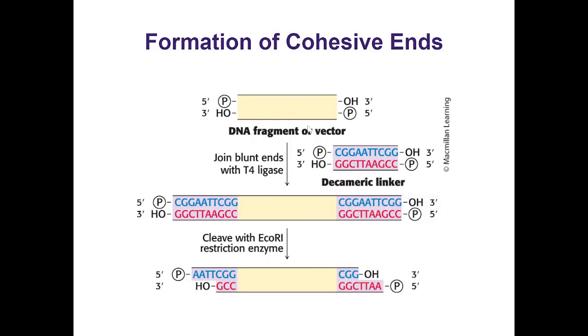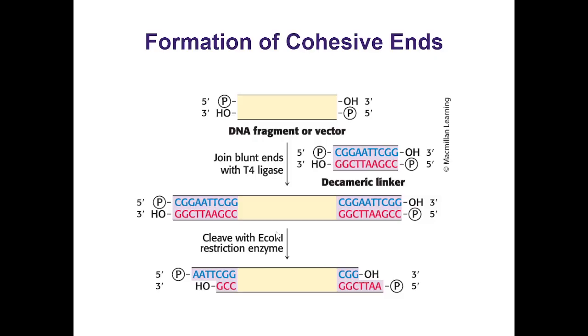Right here we have the DNA fragment or vector we're looking at. We're going to join our blunt ends with the T4 ligase. This is why we have to use that specific T4 ligase. So we join the blunt ends with our linker. See the linker right there? Okay. What does decameric mean? Meric polymer, deca meaning? Yeah. Got it. Okay, and then so we link these on both sides.